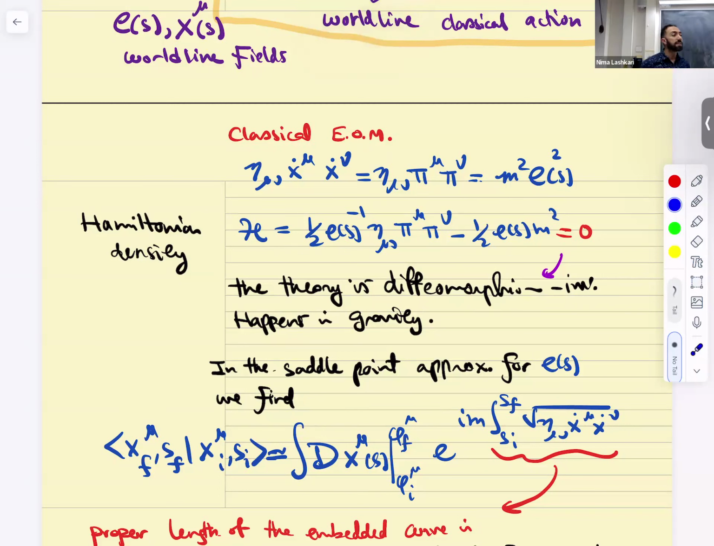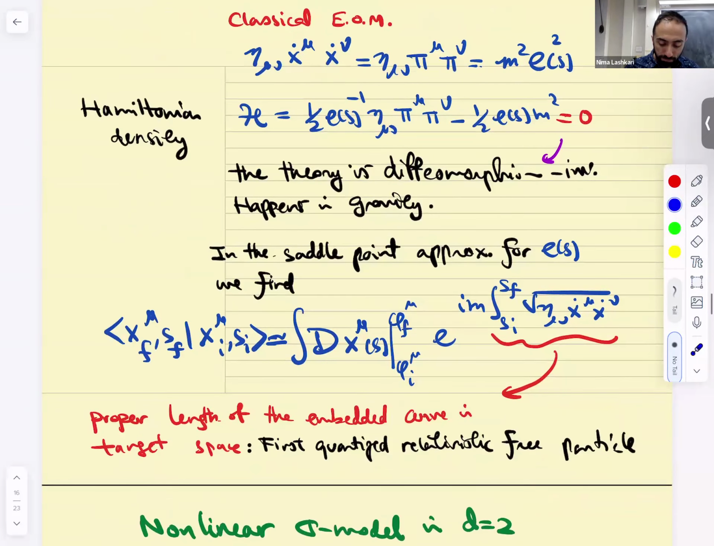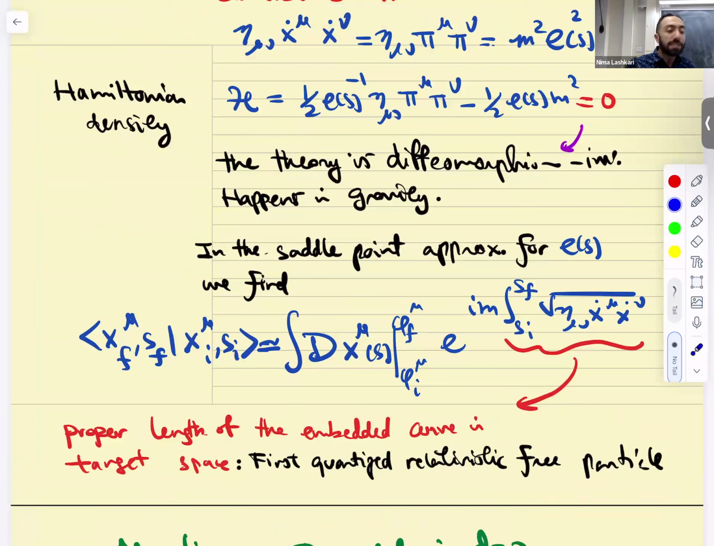If you recall, when we said quantum field theory in 0 plus 1 dimension is quantum mechanics, if you were confused about that statement, here's another way to think about it. Any questions? The action is the proper length of the embedded curve in target space. Remember that this is a first quantized relativistic free particle from the point of view of quantum mechanics. But from the point of view of the nonlinear sigma model, there's a Fock space, so quantum field theory.